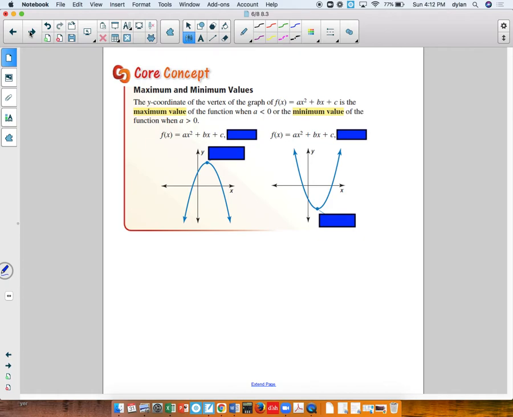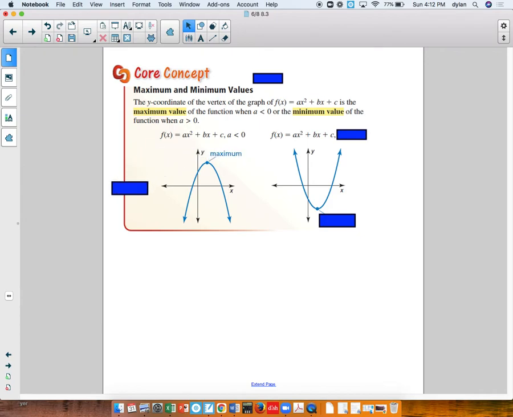And the key here really is that if you have a negative a value, so you're opening downwards, then your vertex is also your maximum. Whereas if you have a positive a value, then your vertex is at the bottom of your parabola, so it represents a minimum.